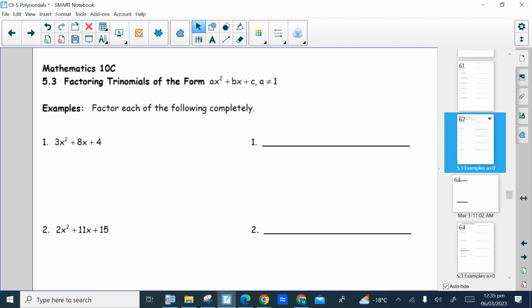So far, most of the ones that we factored, there's been no number in front of the x squared term, or we say that the coefficient of x squared is 1. Some of the ones that we've looked at, there was a number in front of the x squared, so that number in front was something other than 1, but we could take it out as a common factor. We're going to look now at ones where there's a number in front of the x squared and you cannot take it out as a common factor. Okay, so that's what we're looking at today.